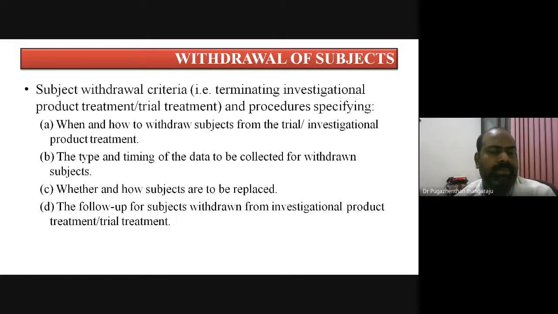The type and timing of the data to be collected for the withdrawn patient, this we have to ensure. Whether and how the subject has to be replaced: whether we have to replace with a patient, or whether the same patient can be involved further. So all this information has to be a part of the clinical trial. The follow-up for subjects withdrawn from the investigational product has to be mentioned. This is very, very important, because if they are removed from the clinical trial, because they have consented to participate in the clinical trial, we have given the assurance that if anything happens during the course of the study, we will be taking care of the treatment, everything.